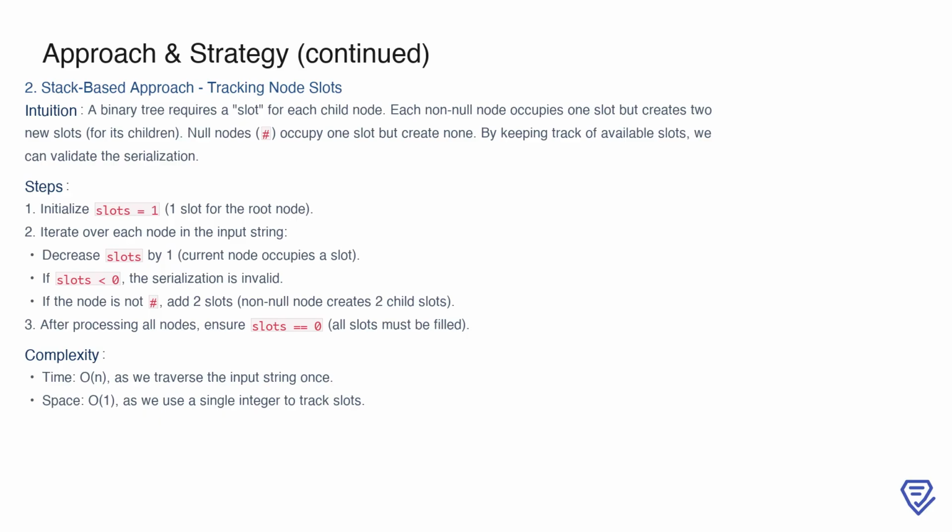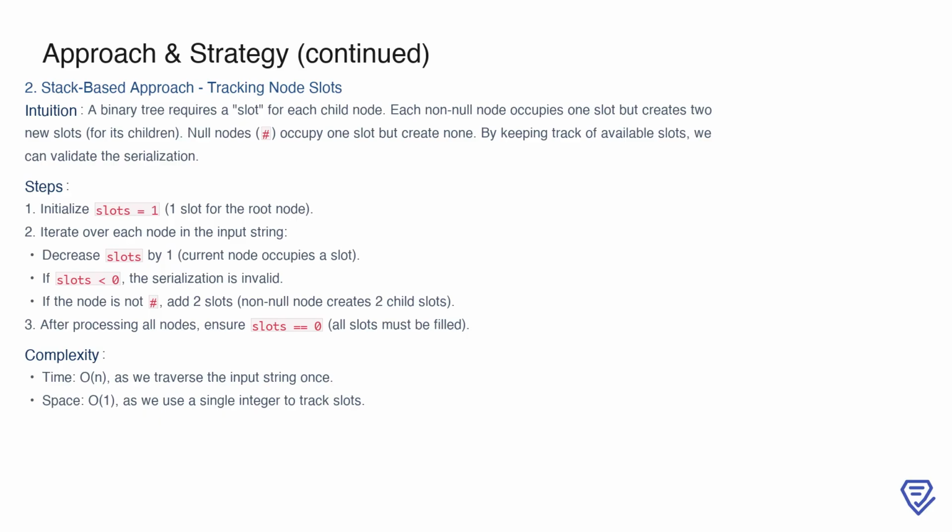We start with 1 slot for the root node. As we iterate through each node in the input, we decrement the slot count since the current node occupies 1. If at any point the slots become negative, it indicates an invalid serialization, as there are more nodes than available slots. For non-null nodes, we add 2 slots to account for their children.